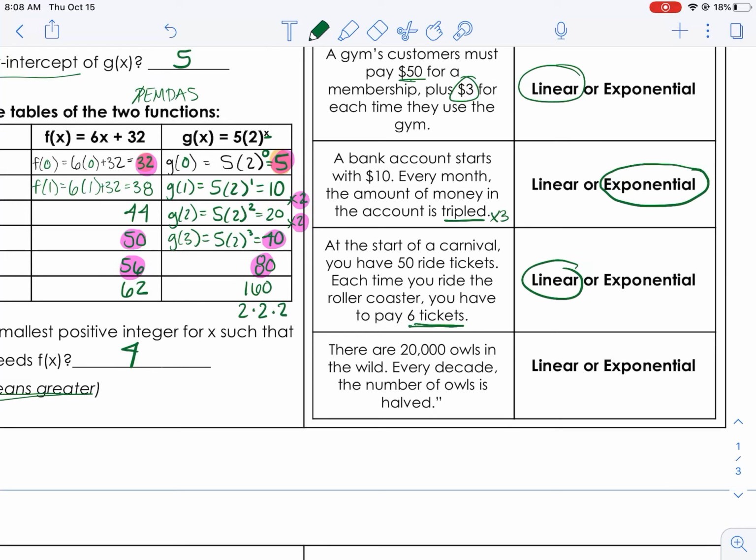Last one, there are 20,000 owls in the wild. Every decade, the number of owls is halved. So halved means that we are going to divide by 2. Anytime you have a multiplying or dividing pattern, it is exponential.